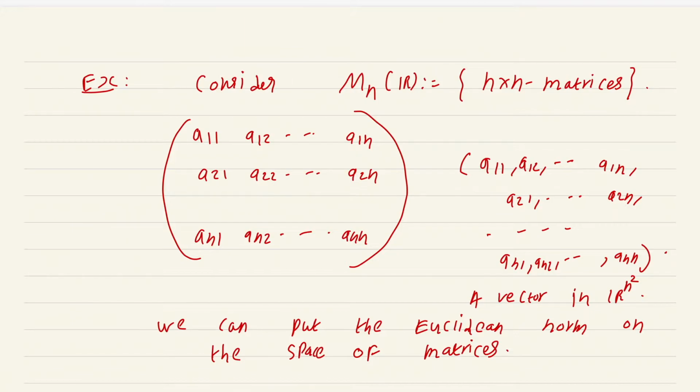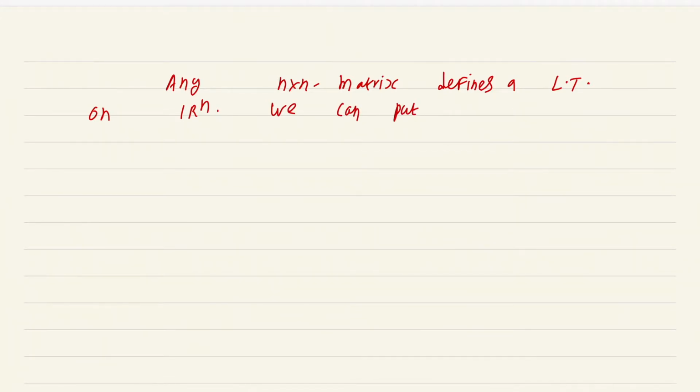But there is another viewpoint that we can take. Any n cross n matrix defines a linear transformation on R^n. Of course I'm going to view the matrix as being represented in the standard basis. Once after choosing the basis to be the standard basis in both the domain and codomain, this matrix will represent a linear transformation. So we can put the operator norm also in this space.